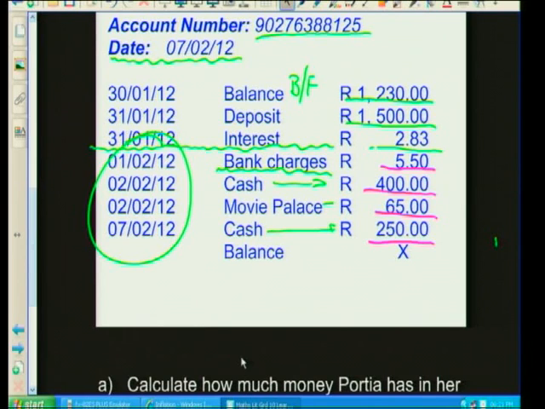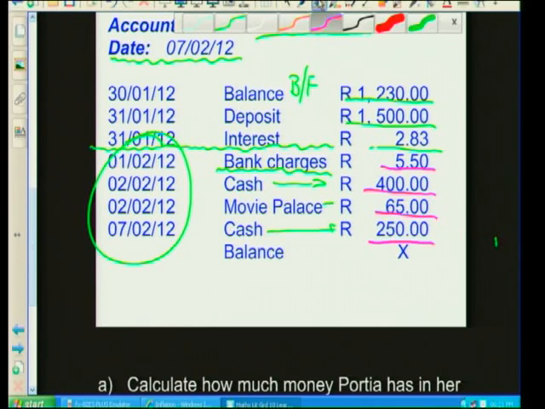Happy? She should be happy. Why? She has a positive bank account. A wonderful feeling when you look at your bank statement and you can see you have a positive bank account. My dear wife hasn't experienced that feeling yet, but hopefully after this program she will. So Portia has 2,012 Rand 33. And that's the balance that we would write in over here.